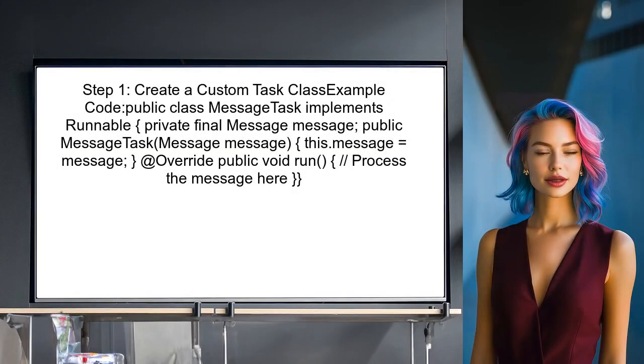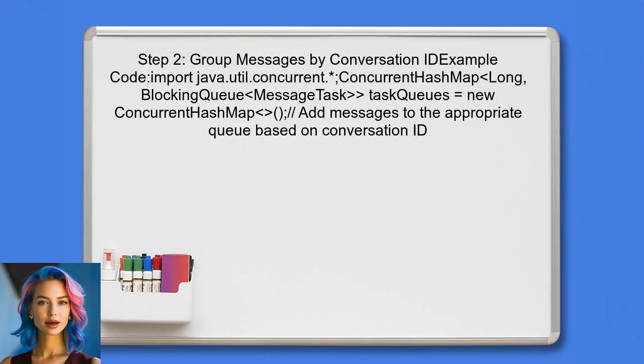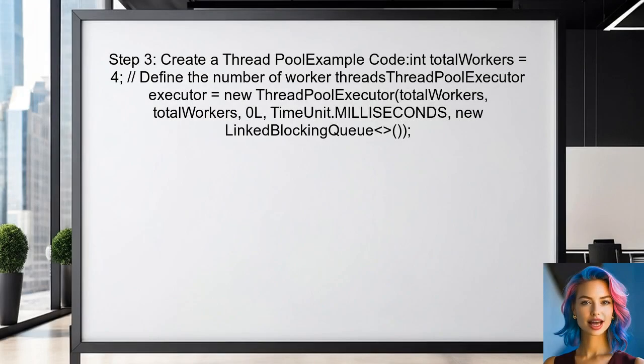To begin solving this problem, the user should create a custom task class that extends the Runnable interface. This class will handle the processing of messages while preserving the order based on the conversation ID. Next, the user should implement a mechanism to group messages by their conversation ID. This can be achieved using a concurrent data structure, such as a ConcurrentHashMap, where each conversation ID maps to a blocking queue.